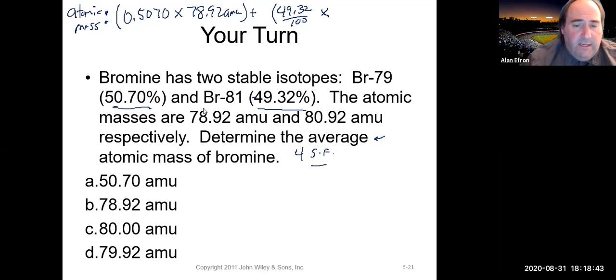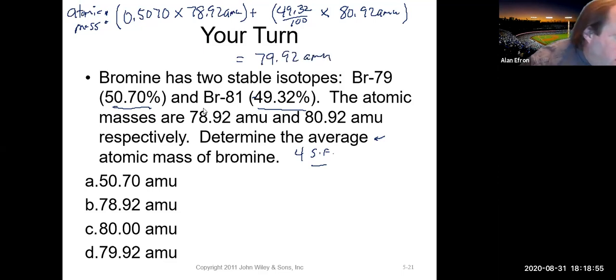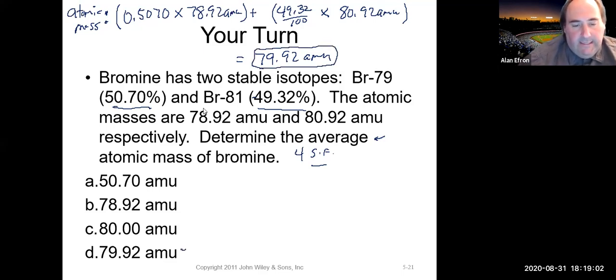Times our 80.92 AMU. And again, you could do it that way or move the decimal. And when you're done, I agree with you, you do get 79.92 AMU. And that also is the number that you should see on the periodic table, pretty close to it. So it does look like D is the winner in that particular case. Any questions on how to calculate our atomic mass?